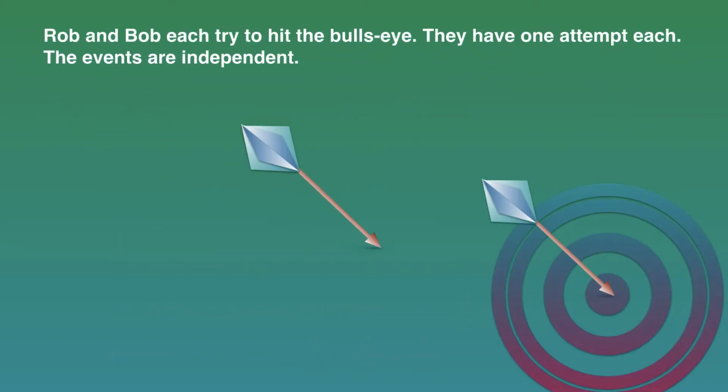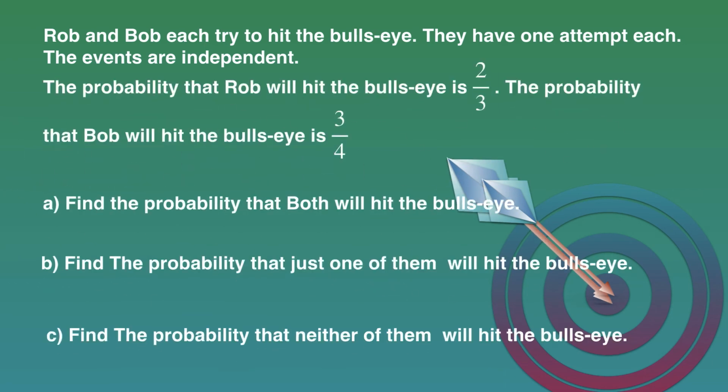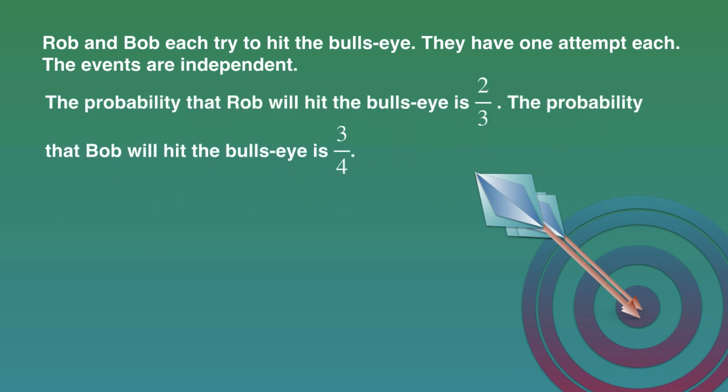Here is another question for you to try. Please pause the video and have a go at it. Rob and Bob each try to hit the bullseye. They have one attempt each. The events are independent. The probability that Rob will hit the bullseye is 2 out of 3. The probability that Bob will hit the bullseye is 3 out of 4.